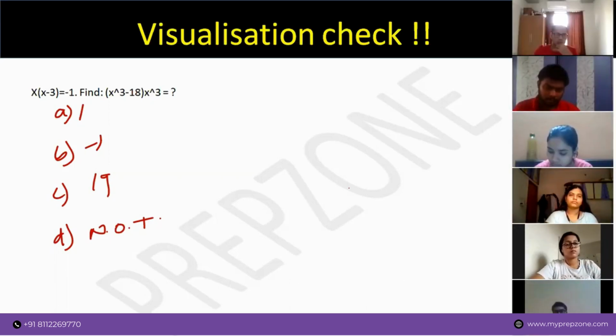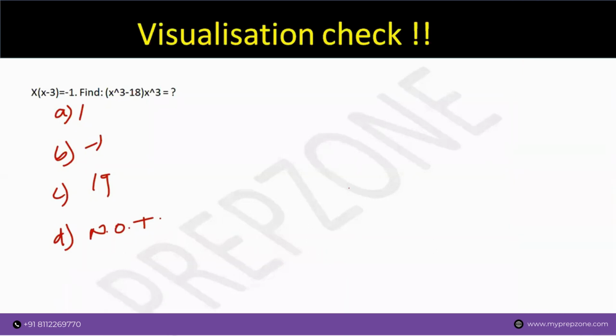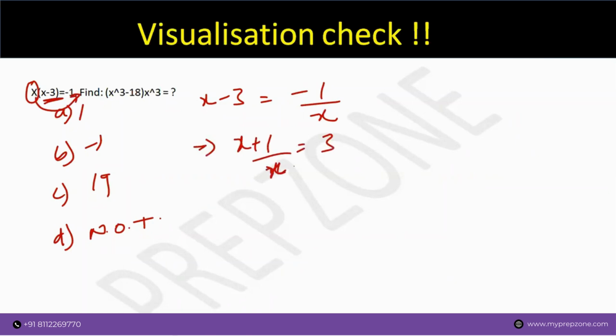Trideep, would you like to try at least one question? Yes, I could solve this one. Okay, great. Yeah, can you explain everyone? We can rewrite x minus 3 equal to minus 1 as x plus 1 by x equals 3. Okay, so what I'm doing is I'm just bringing this x down. So this is same as x plus 1 by x equals 3. And then we find the cube version of this.